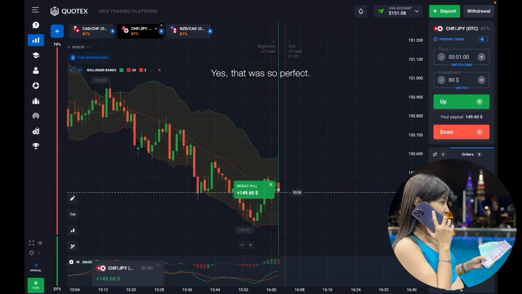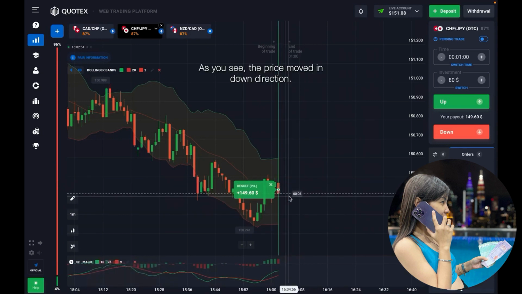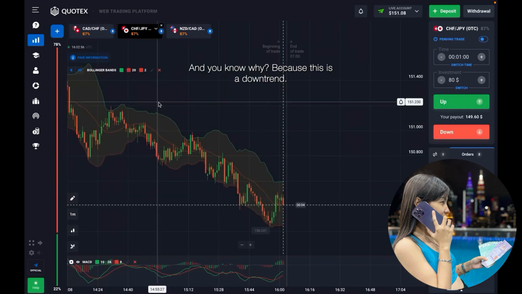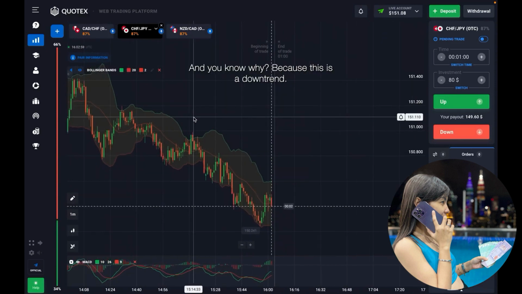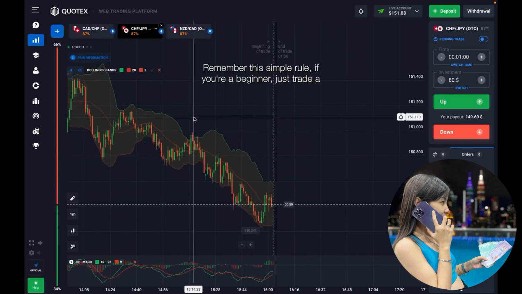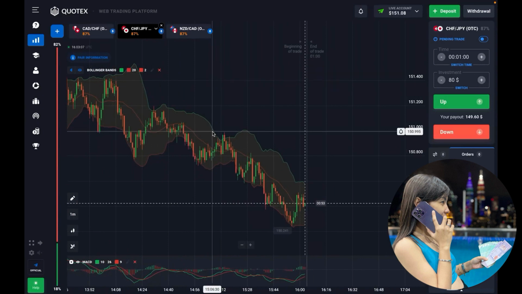So that was so perfect. As you see, the price moved in down direction, and you know why? Because this is a downtrend. Remember the simple rule, if you're a beginner, just trade according to the trend. Trading against the trend can be risky enough. So keep this in mind, and that's one of my rules.